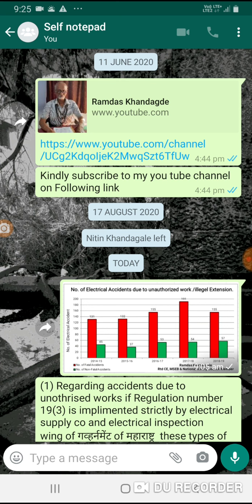For example, from 1st April 2014 to 31st March 2019, total accidents including workmen, human, animal are 1,010 in 5 years. This is a very big figure. Now, I will tell yearly these figures as per the data I have received.